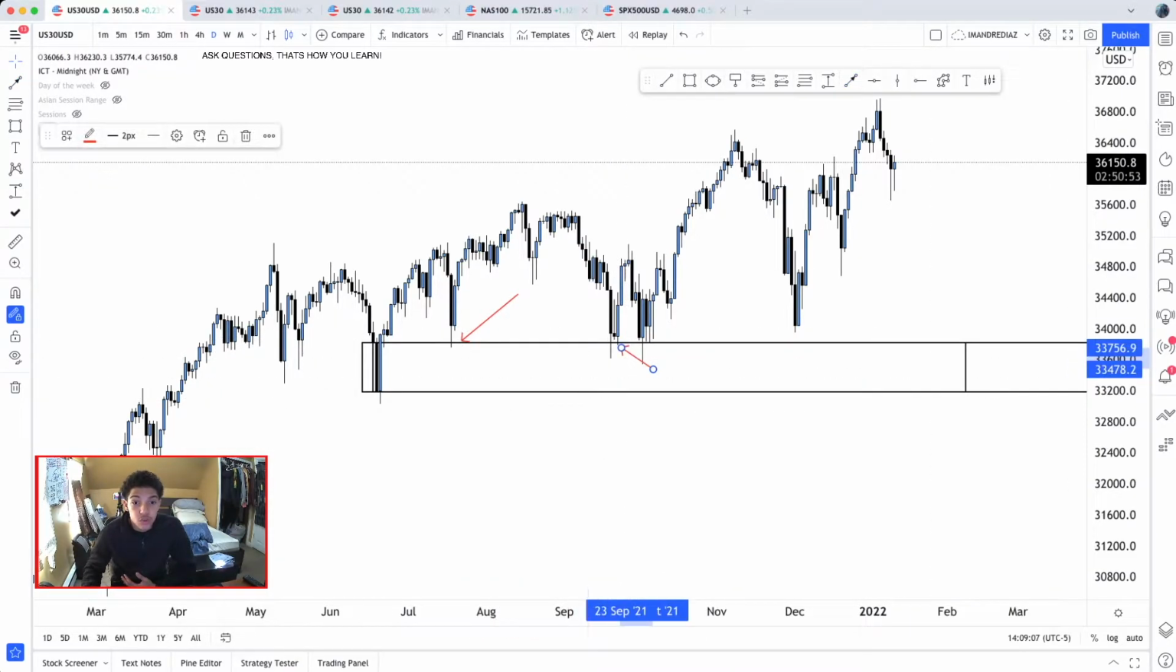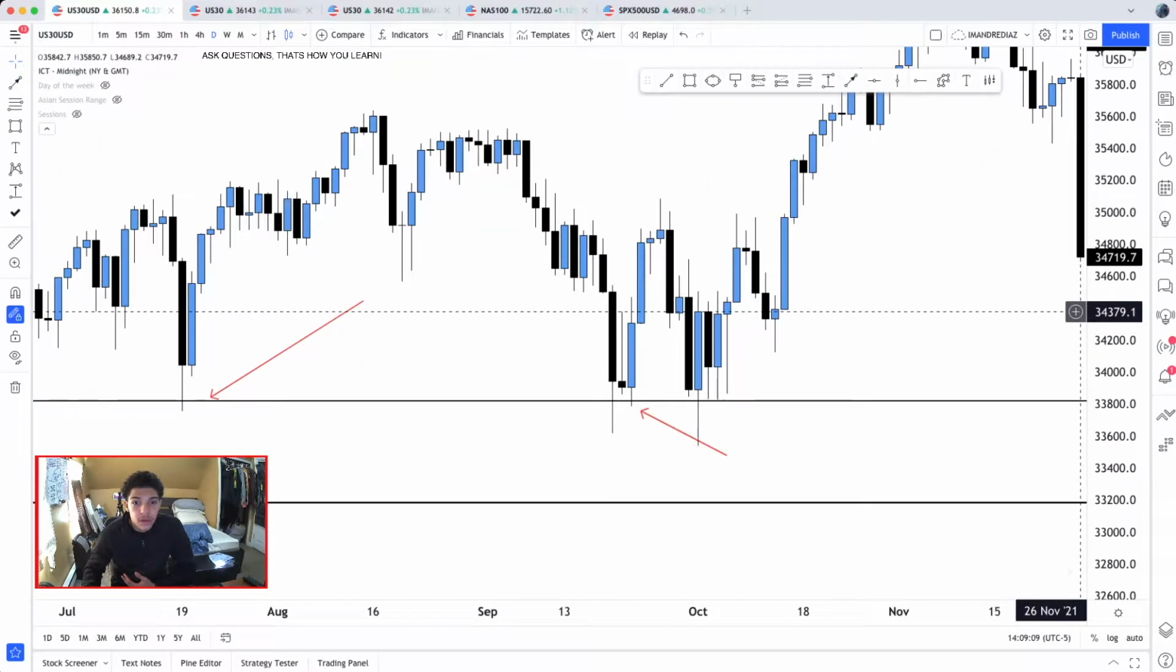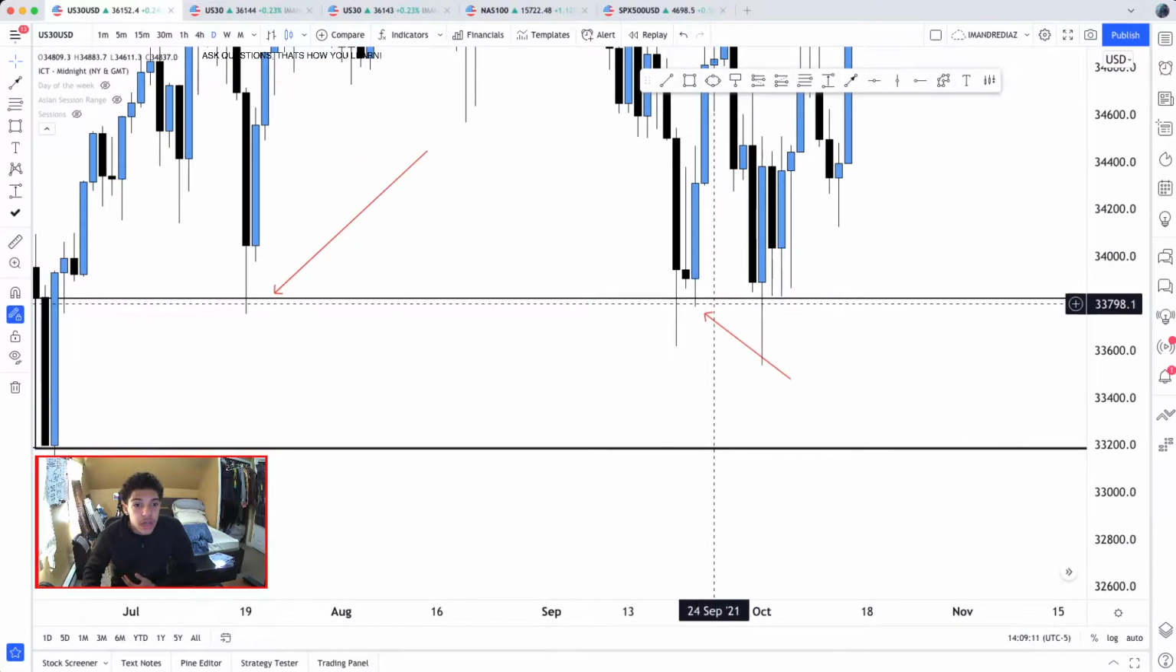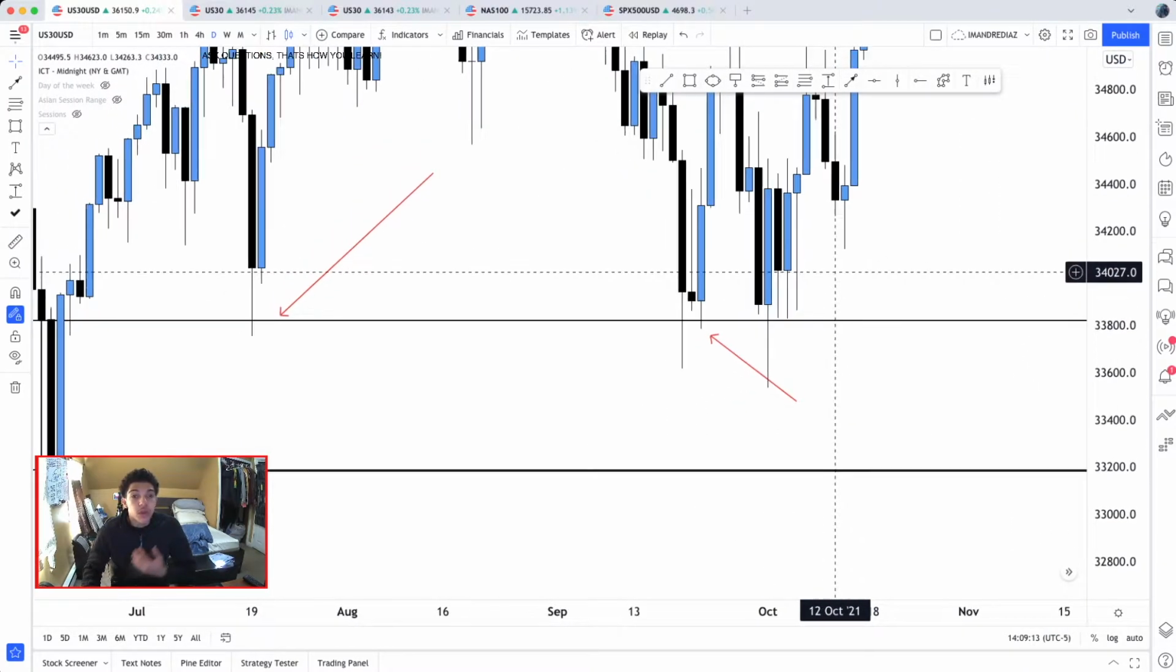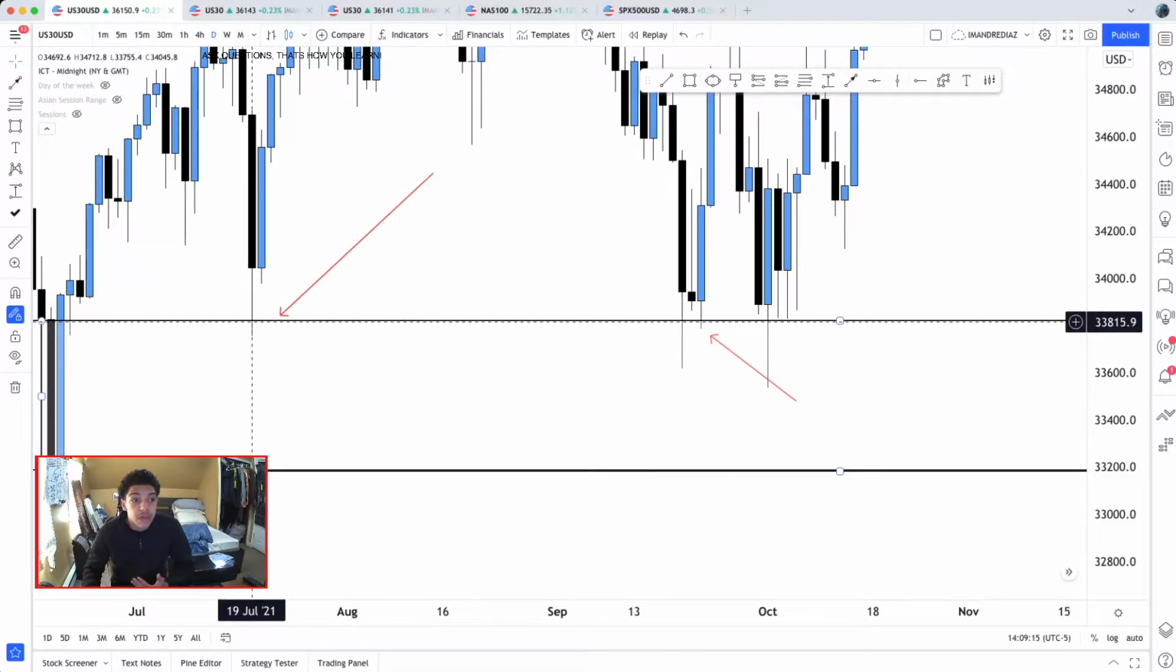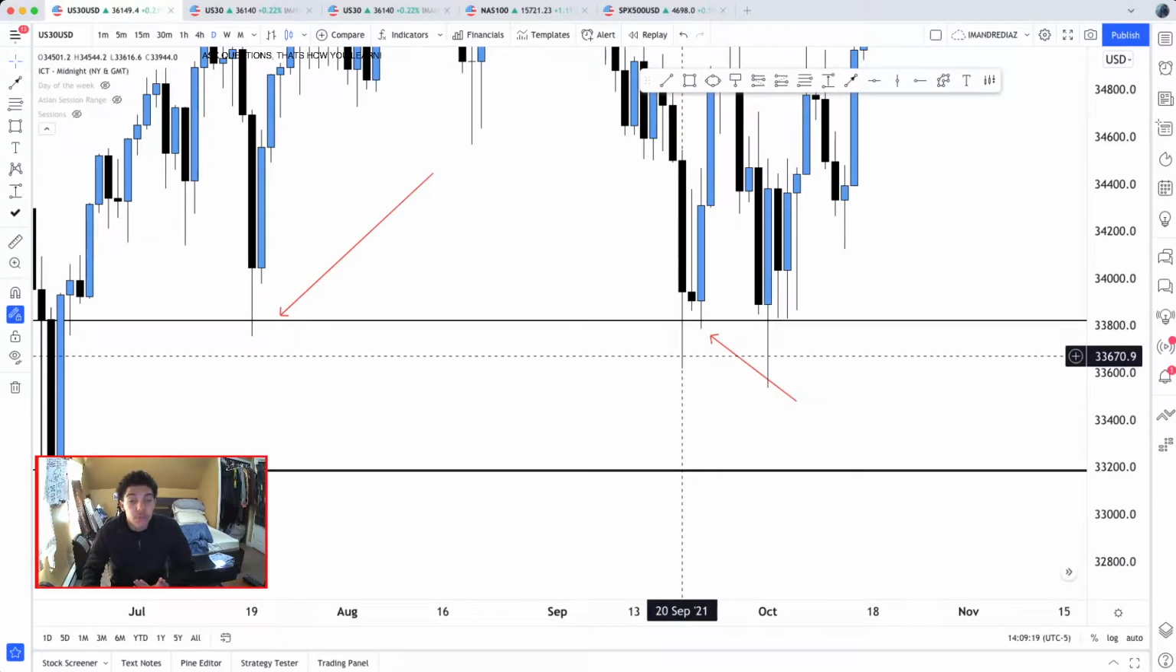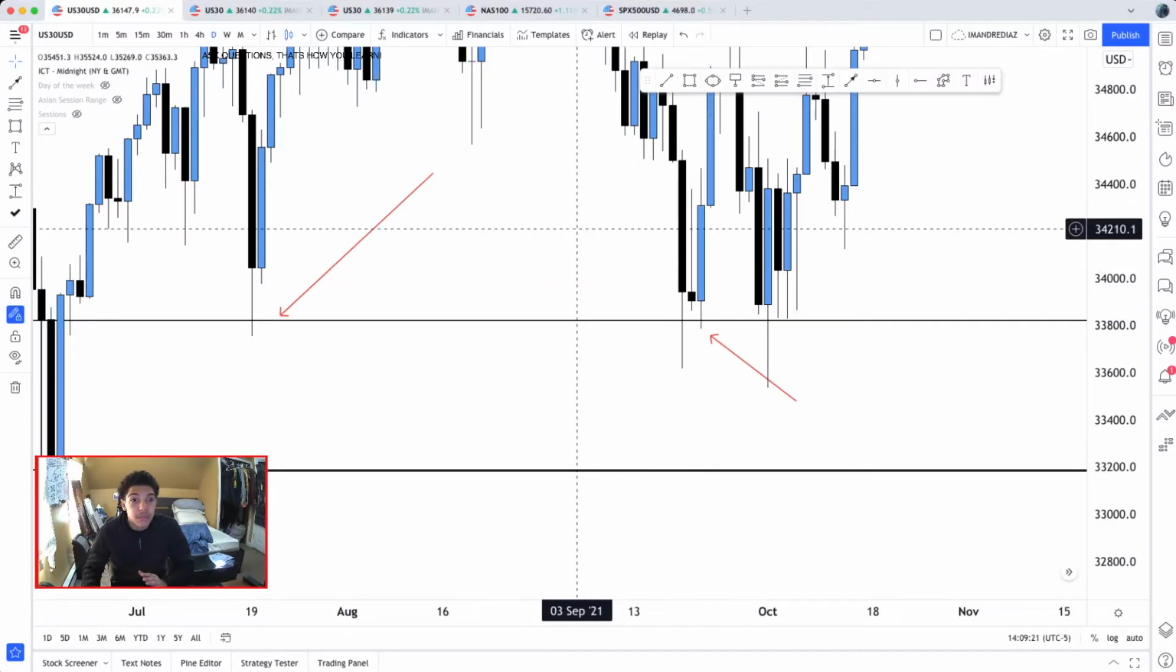Look at this. If I zoom in all the way in, you see how close price came. And mind you, one thing you need to pay attention to is that price never closed below this area. It might have had wicks that came into it, but it never closed. That's something you want to keep in mind.